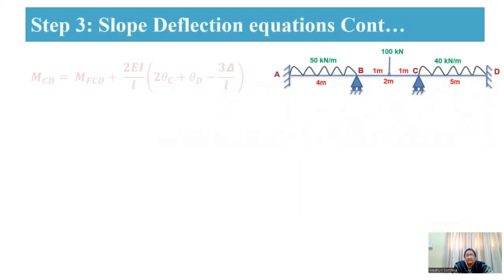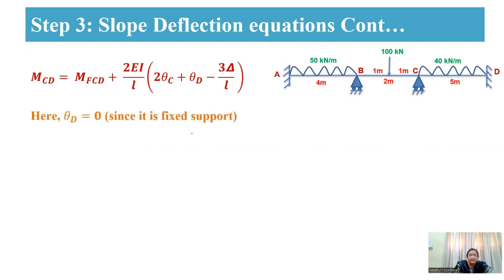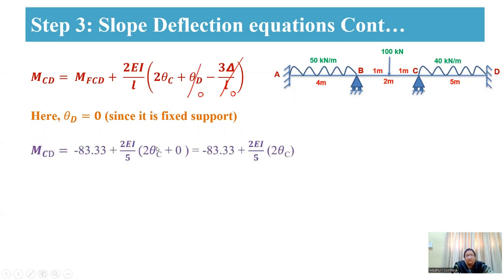After simplifying this MCB and MBC, then we move to the next span, that is your CD span. For the CD span, as there is no displacement at C and there is no displacement at D, delta will be equal to 0. And similarly, as there is a fixed support at D, theta D is also equal to 0. So now you're going to use all these values and substitute here. Already we found the fixed end moments in the earlier slides. So you're going to substitute that, and finally the equation will become like this.